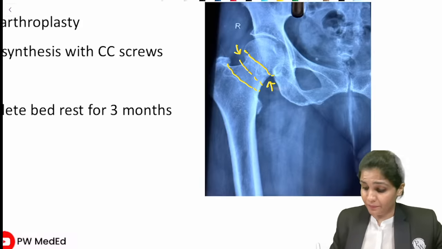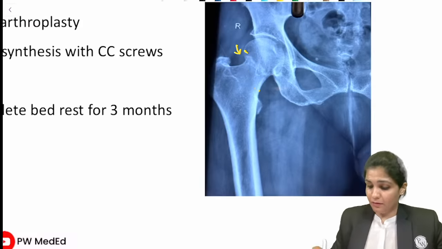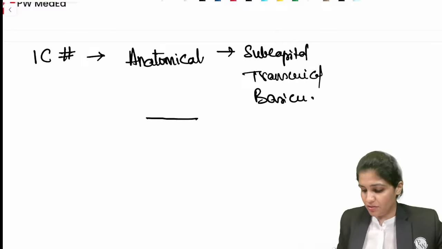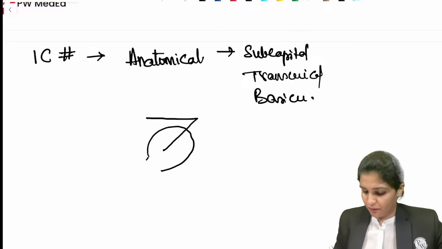And then Pauwels' classification. What is Pauwels' classification? The fracture pattern making an angle with the horizontal. If this is your horizontal, and this is your femoral head and there is a fracture in the neck that subtends an angle, usually the fracture will be like this.